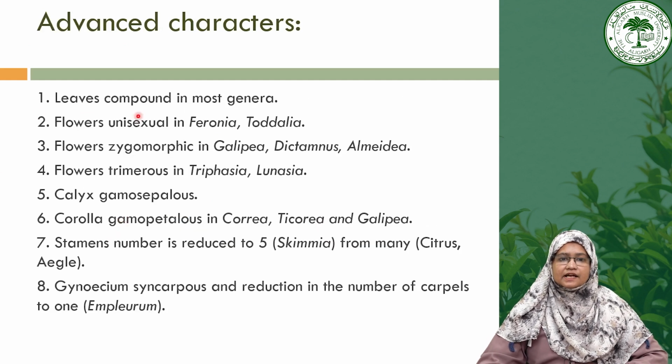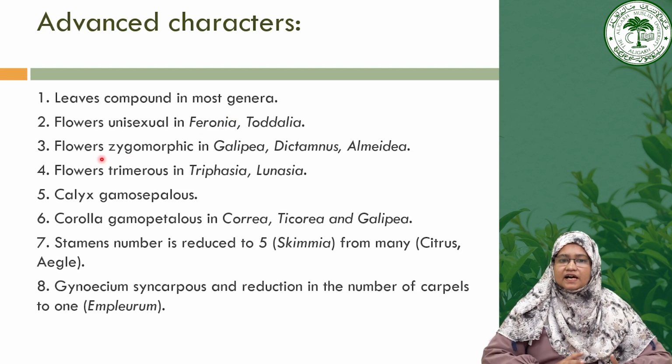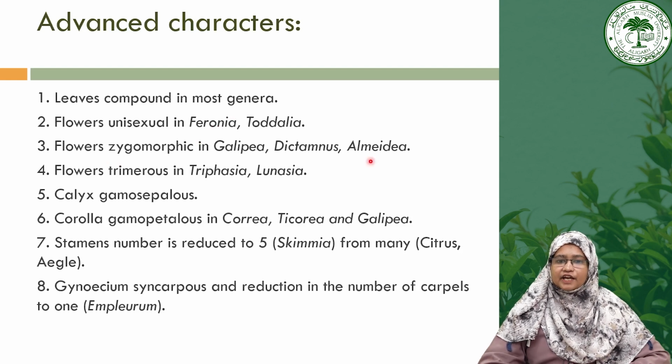Now moving towards the advanced characteristics present in this particular family, like the presence of compound leaf in some genera, like in case of Murraya. Flower is unisexual in case of Feronia. And the next is the flower is zygomorphic in case of Galipea, Dictamnus, Almeidea. Then the flower may be trimerous as in case of Triphasia.